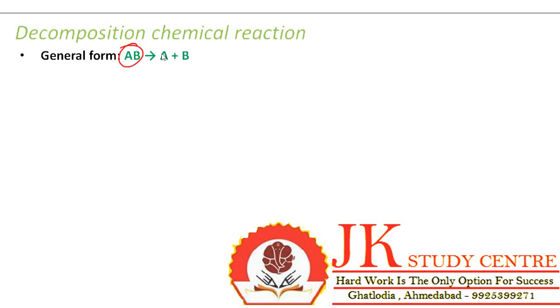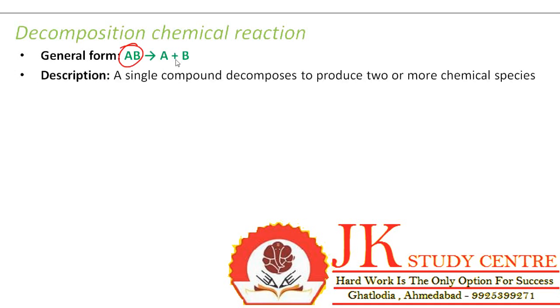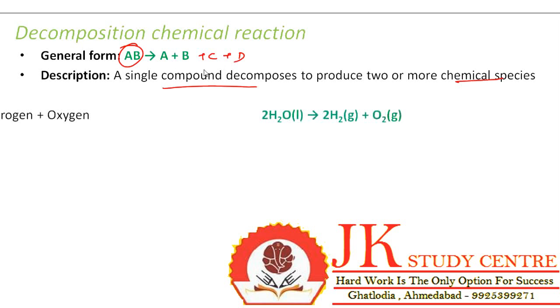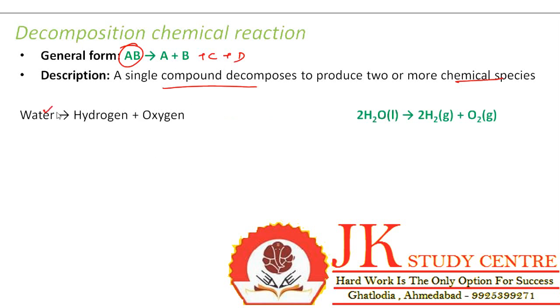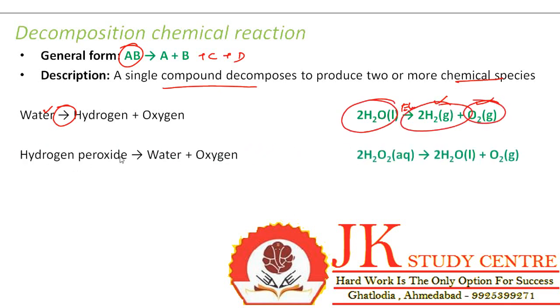So we have this one compound AB, you decompose it and it becomes two compounds. The description says a single compound decomposes to become two or more chemical species. It may be more also, it can be C and D also. The concept here is one compound breaks into multiple compounds. For example, you have water, you pass some electricity through it, and that becomes hydrogen and oxygen. So on electrolysis, this water, a single compound, breaks into two smaller compounds.